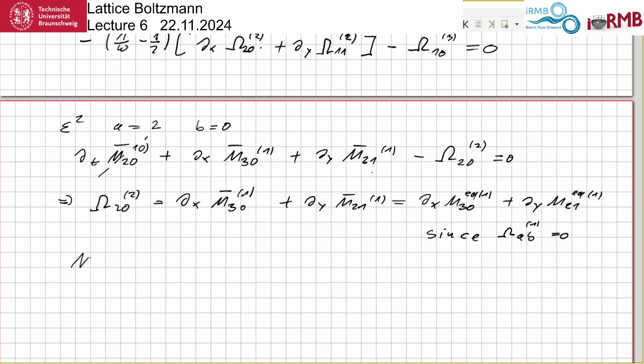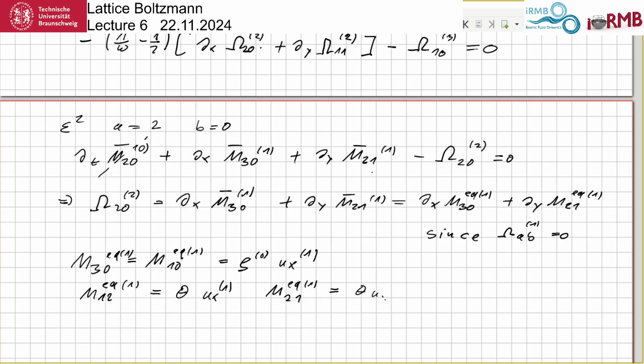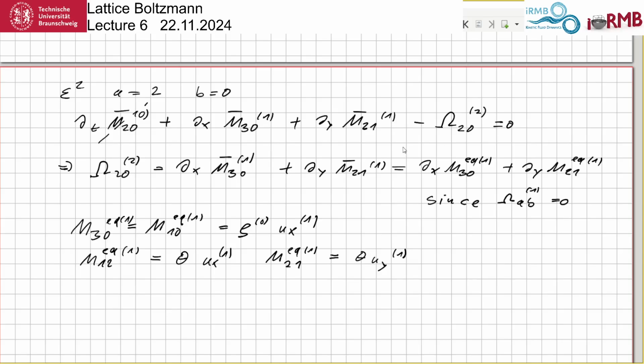And then we go to M30 equilibrium, which is actually this. So first order is rho 0 ux. Then we have M12 equilibrium, first order is theta times ux first order. M21 equilibrium, first order is theta uy first order, and we plug all of this into 6.8.